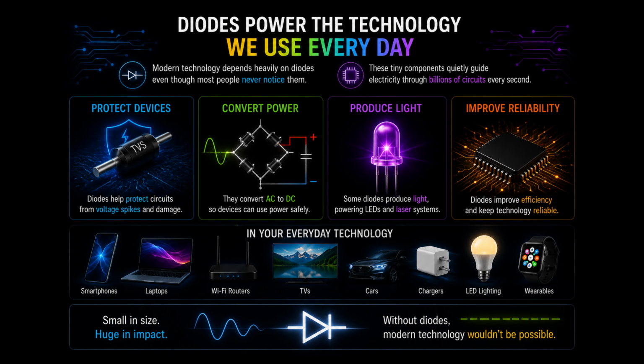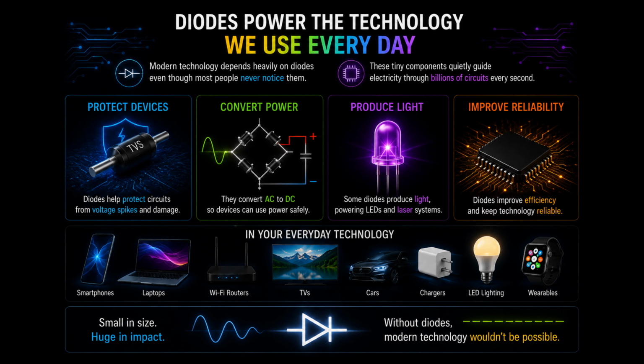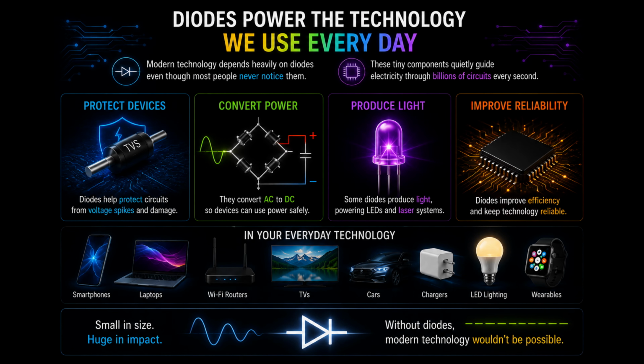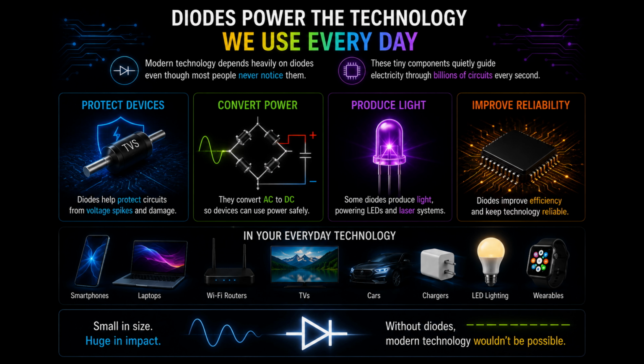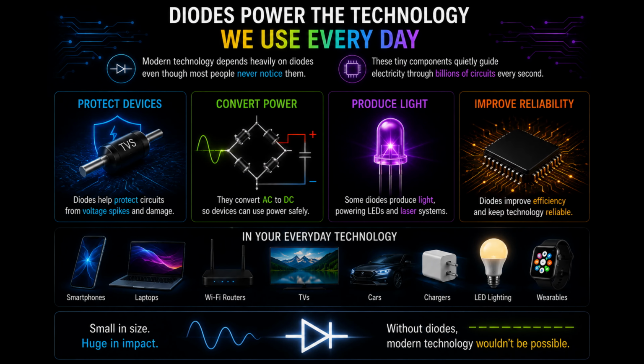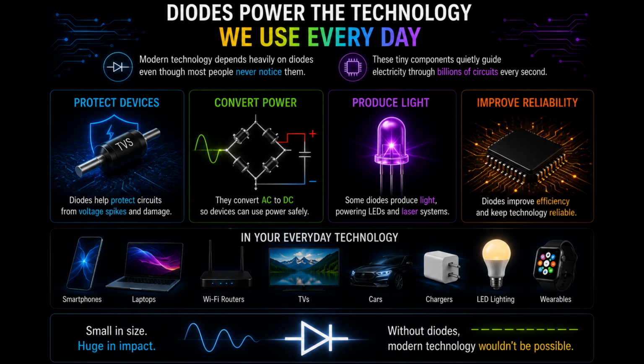Modern technology depends heavily on diodes, even though most people never notice them. These tiny components quietly guide electricity through billions of circuits every second. They help protect devices, convert power, produce light, and improve reliability. Many technologies that people use every day become much more difficult to build without them.